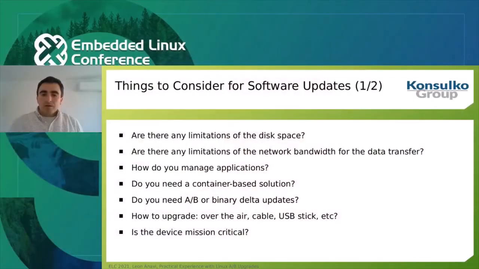Also, we should consider that some devices have stable internet connection pretty much all the time, but other devices, for example, wearable devices or vehicles, are moving and may lose temporarily internet connection. In this case, there should be a mechanism to retry updating it. Another question to ask, is the device mission critical? Because very often after an upgrade, a reboot is required, and this reboot might have a very negative impact if it's done in a bad moment.